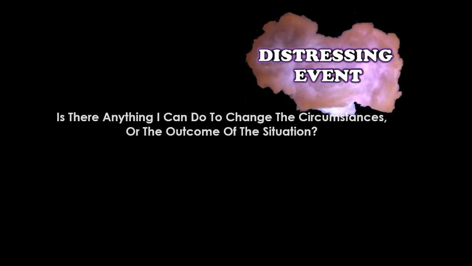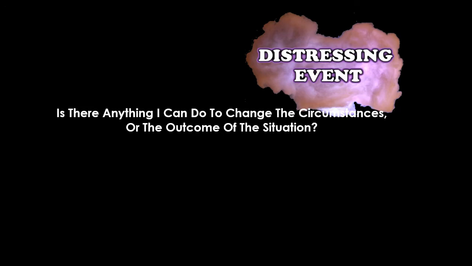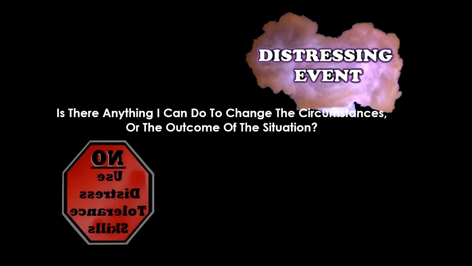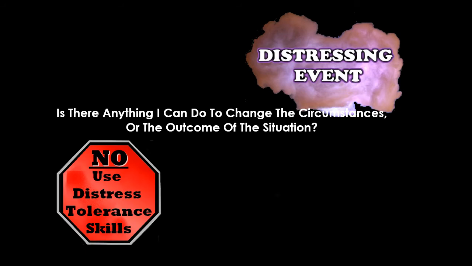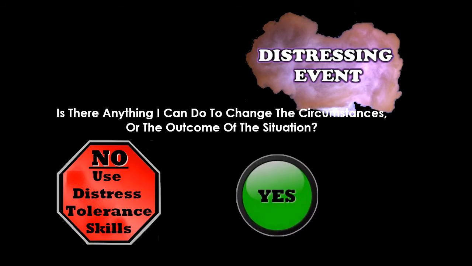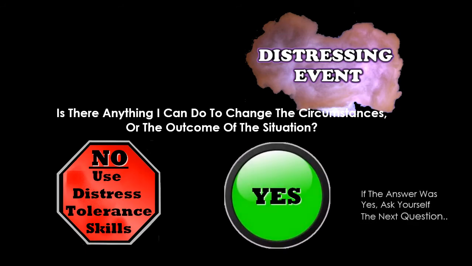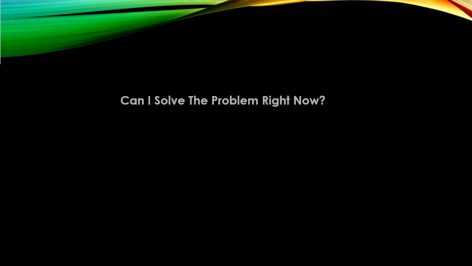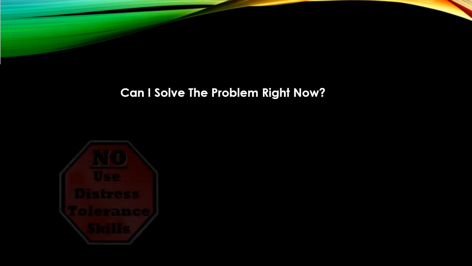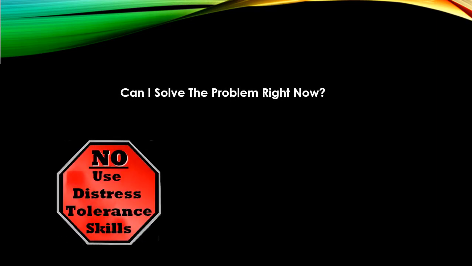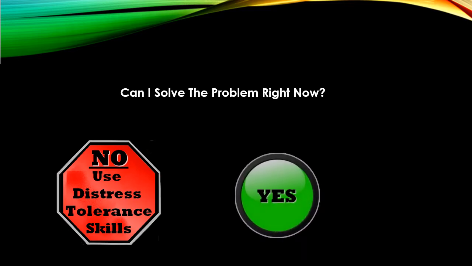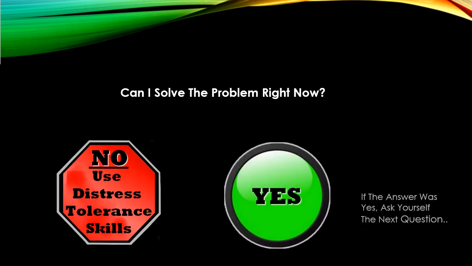When a distressing event happens, ask yourself, is there anything I can do to change the circumstances or the outcome of the situation? If the answer is no, use distress tolerance skills. If the answer is yes, ask yourself the next question. Can I solve the problem right now? If the answer is no, use distress tolerance skills. If the answer is yes, ask yourself the next question.